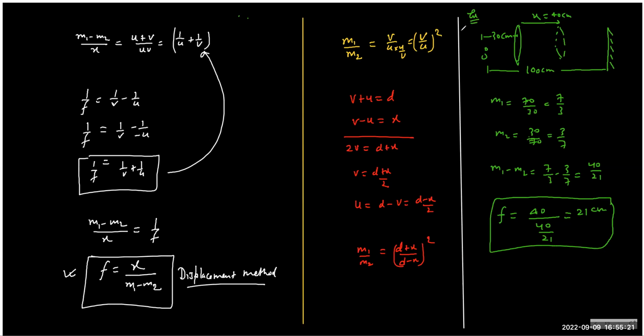Understood? Yes. Maybe. And if I give you the height of the two images, you can find it. Let's say the first image is 9 centimeter long, second is 4 centimeter long. What is the object's actual height? 6 centimeter. These are the questions that you come across. Understood? Yes.